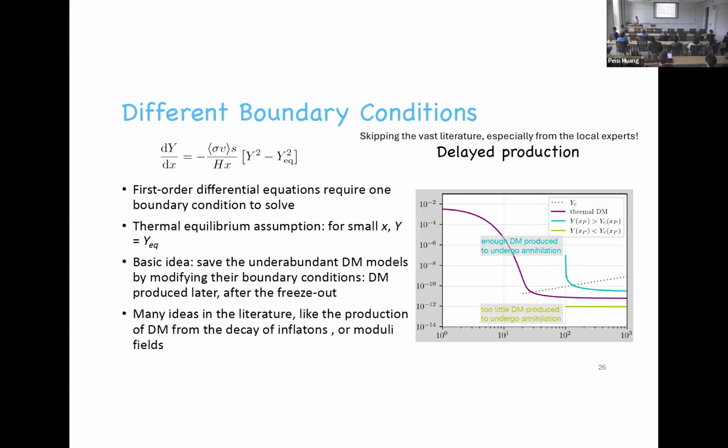So the basic idea here is we want to save the underabundant dark matter models by modifying the boundary conditions. So we have the dark matter produced later through some non-thermal processes after the freeze-out. This idea has been explored in the literature, including from local experts. It is often referred to in the literature as the delayed production of dark matter. Early on, the dark matter does not exist, but it is produced from the decay of some heavy particles later on, for example, from inflatons or moduli fields.